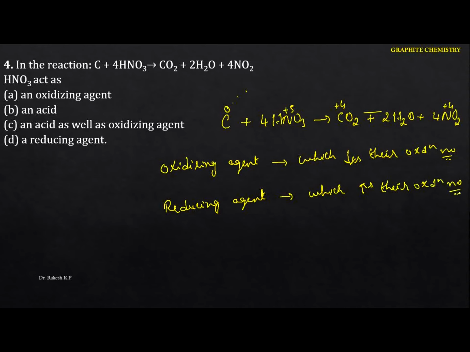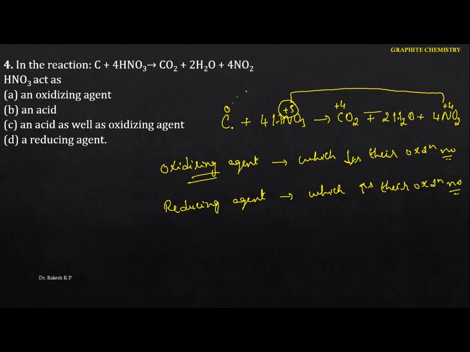Or else, one more definition we can give: the oxidizing agent is the agent which increases the oxidation number of the other element. That is what the oxidizing agent is. Just go to this one here. Here the +5 changes to +4. That means the oxidation number decreases, hence they act as the oxidizing agent.